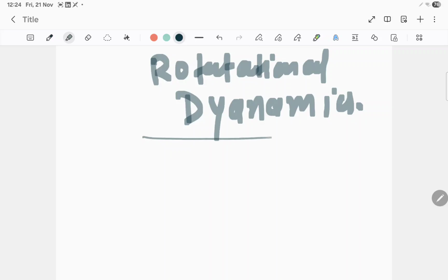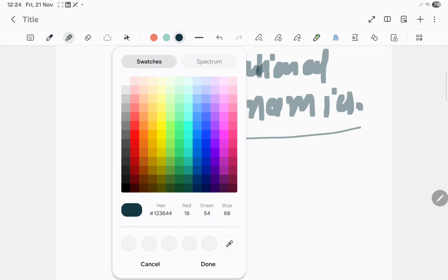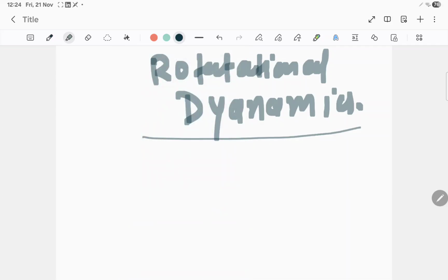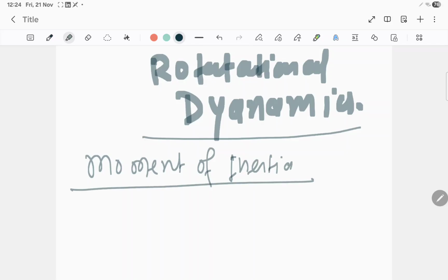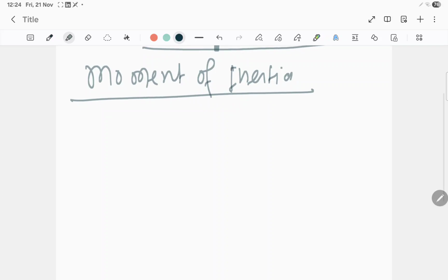So when we talk about rotational dynamics, the first topic that comes in this chapter is the moment of inertia. First of all, I want to tell you the meaning of moment of inertia and which factors it depends on.